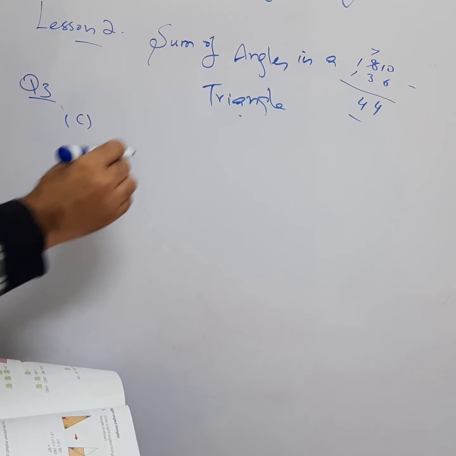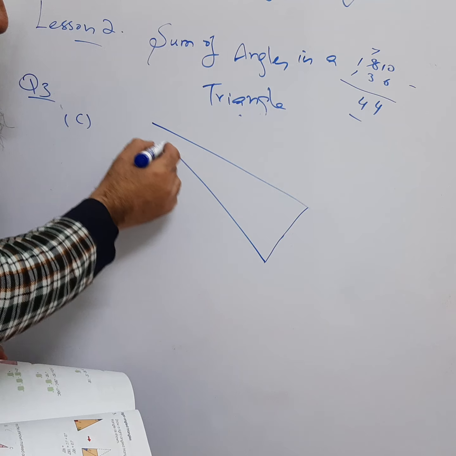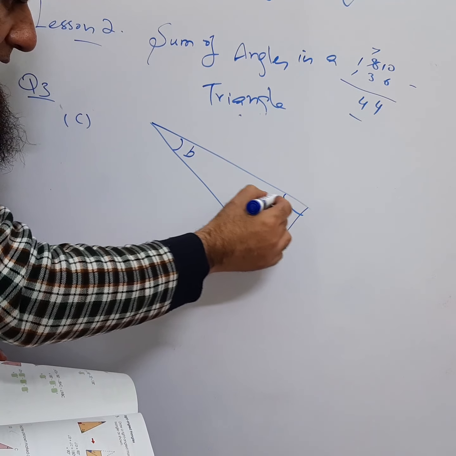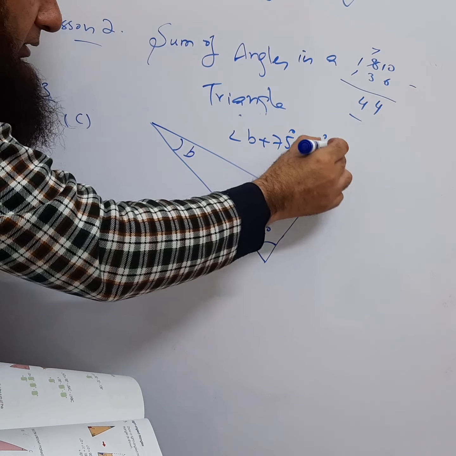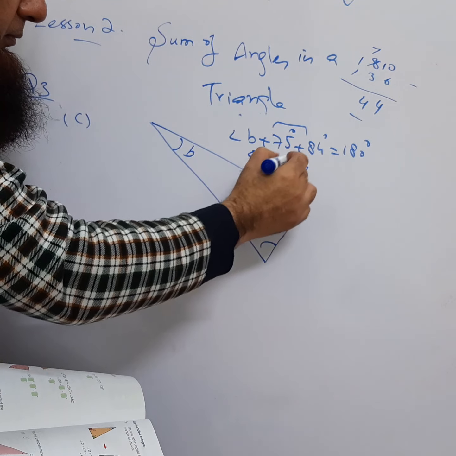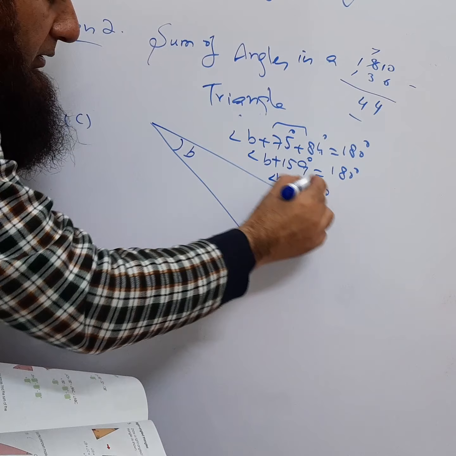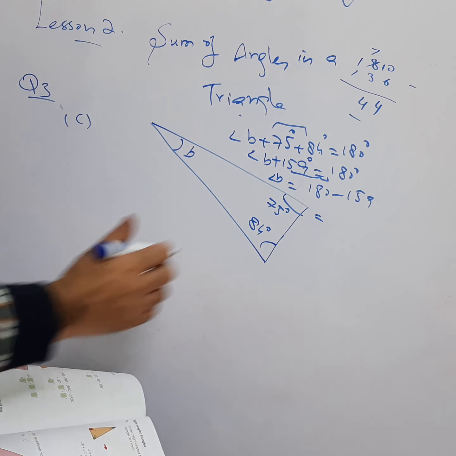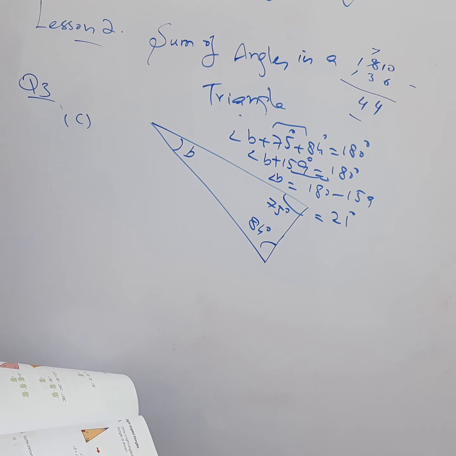In part C, we have a triangle like this. This is B, 84 degrees, 75 degrees. This is unknown. We know that angle B plus 75 degrees plus 84 degrees is equal to 180 degrees. Just add these two, it becomes B plus 159 is equal to 180. We need to know angle B, so this will be subtracted when it goes to the other side. So it is 21 degrees, the answer for angle B.